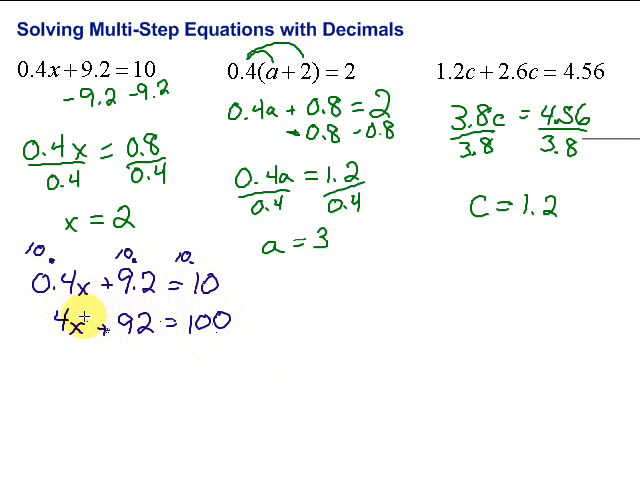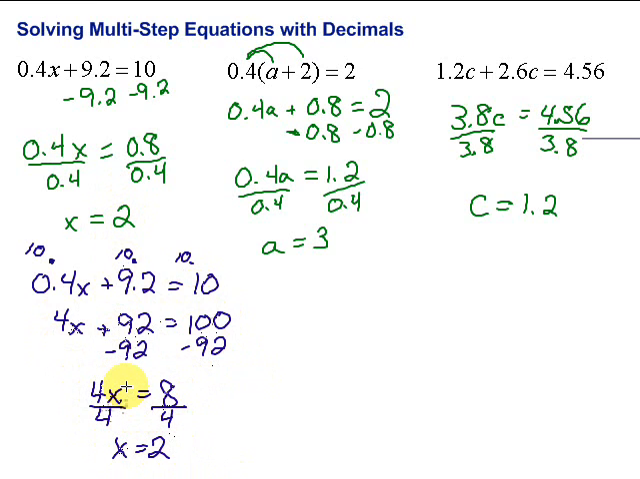Our goal is still to get that x by itself, get rid of the plus 92, so we subtract 92 on both sides, those cancel out, bring down what we have left. 4x equals 100 minus 92 is 8. Last step, we've got 4 times x, get rid of it, divide by 4, bring down what we have left, x equals 2. Same deal.